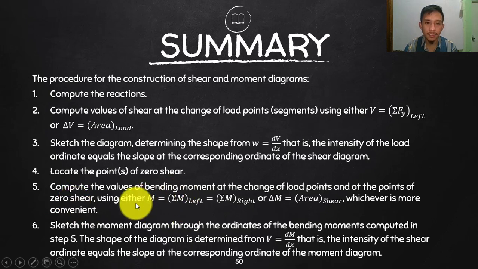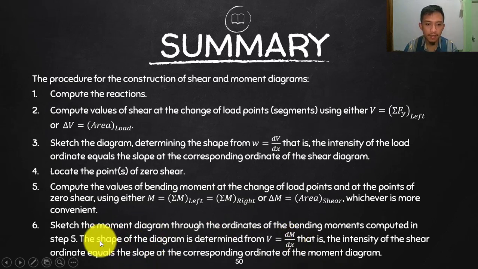And then of course using summation of moment on the left side or the right side of the figure, we need to calculate the change in moment by getting the area of the shear diagram between these 2 points that we are considering. And then now we are going to sketch that one. Once we sketch that one, we are going to connect these points, then all we need to do is find if ever we have the change in, the inflection point. All we need to do is equate the moment to 0 and then solve for x.